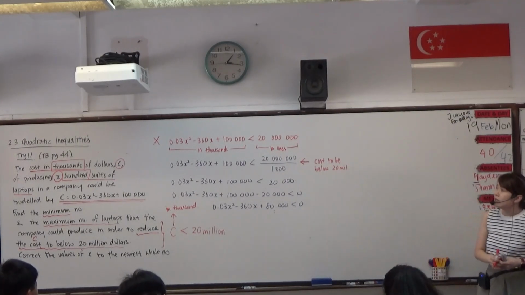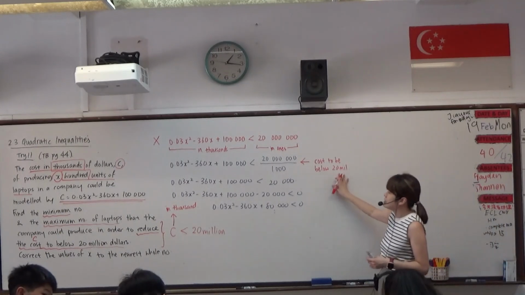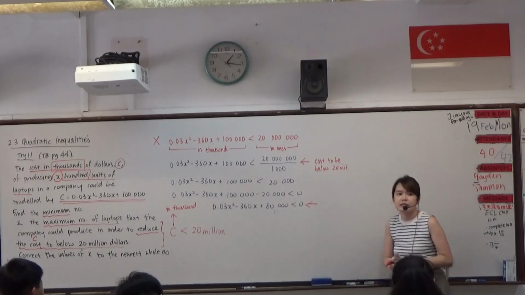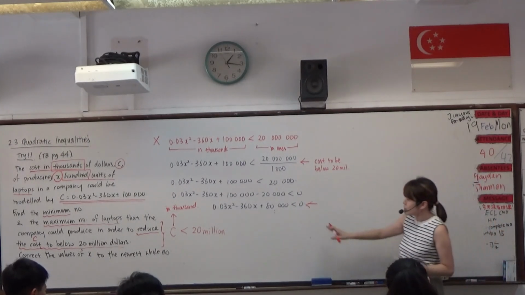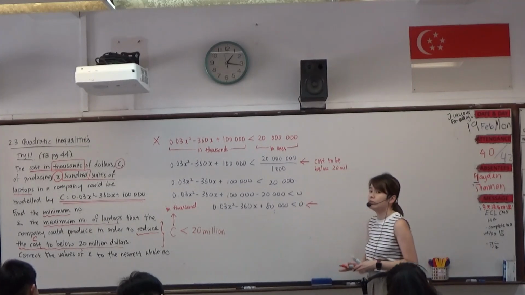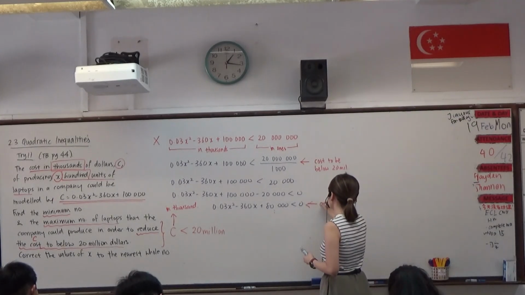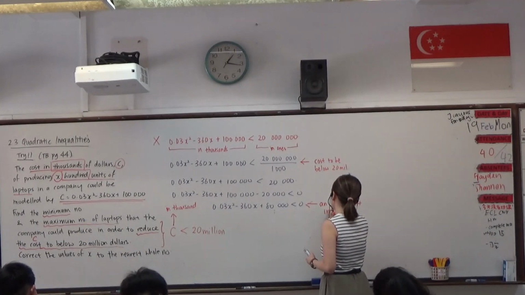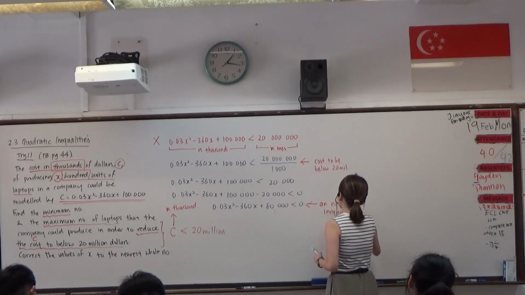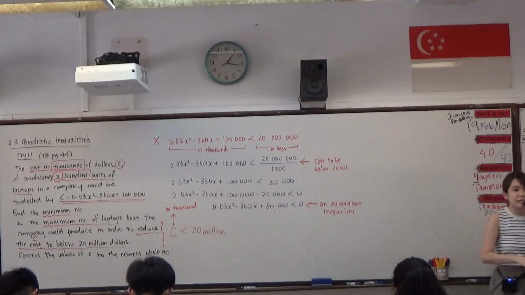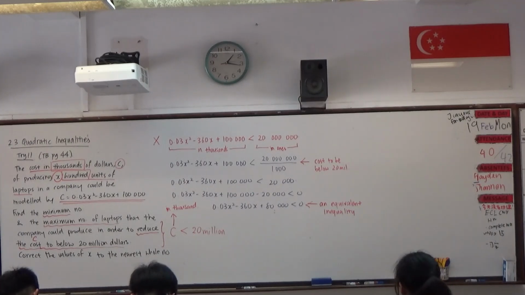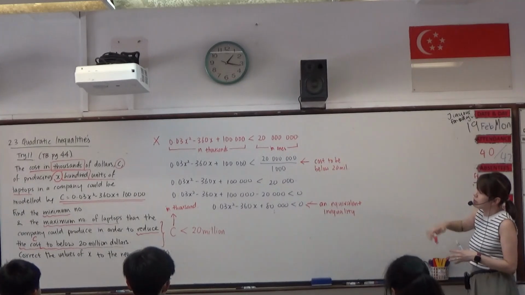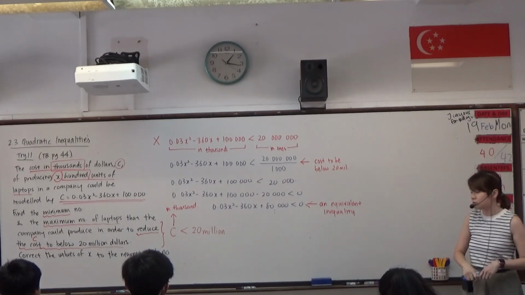Okay? So in order to investigate how is it that the cost can be below 20 mil, we can look at this alternative inequality, which is a quadratic inequality that's less than 0. So these two, they are equivalent. By equivalent, I'm not saying that they are equal, so please don't write equal signs. By equivalent, I'm saying that the mathematical statements themselves carry the same idea.